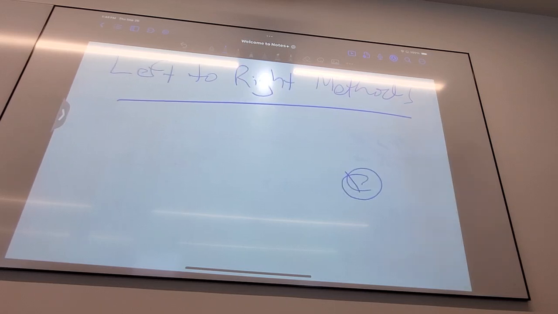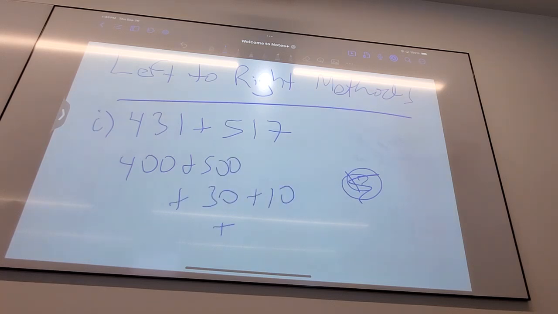Anyway, left to right methods. So what this means is something like 431 plus 517. You can see where this kind of method breaks down. So if I want to go left to right, I would go 400 plus 500 plus 30 plus 10 plus 1 plus 7. That's the left to right method. You guys kind of with me? Nothing amazing at all. But what do you get?